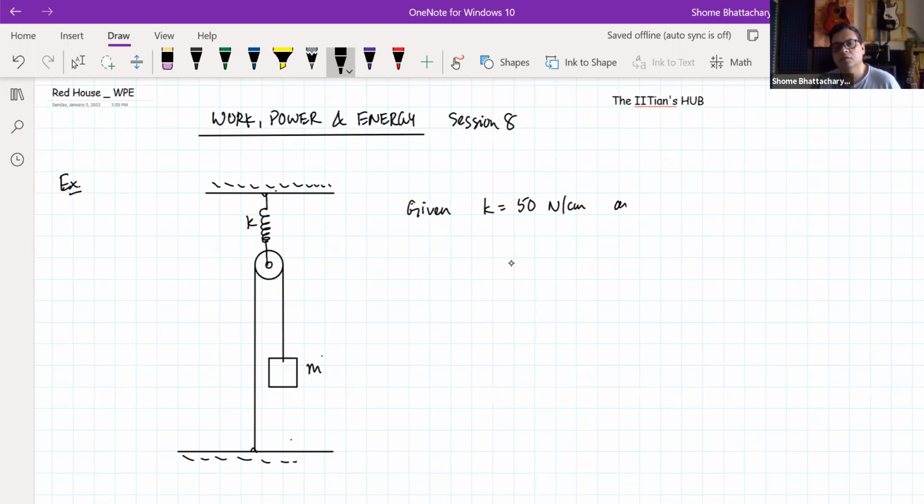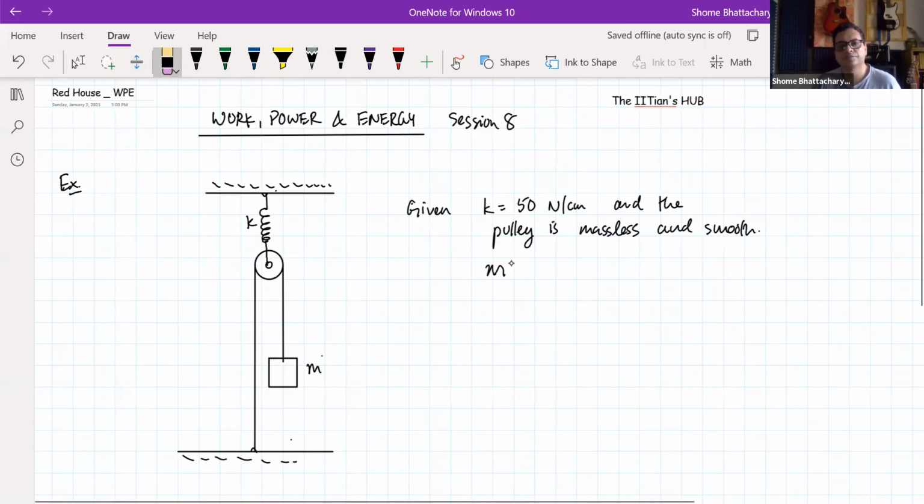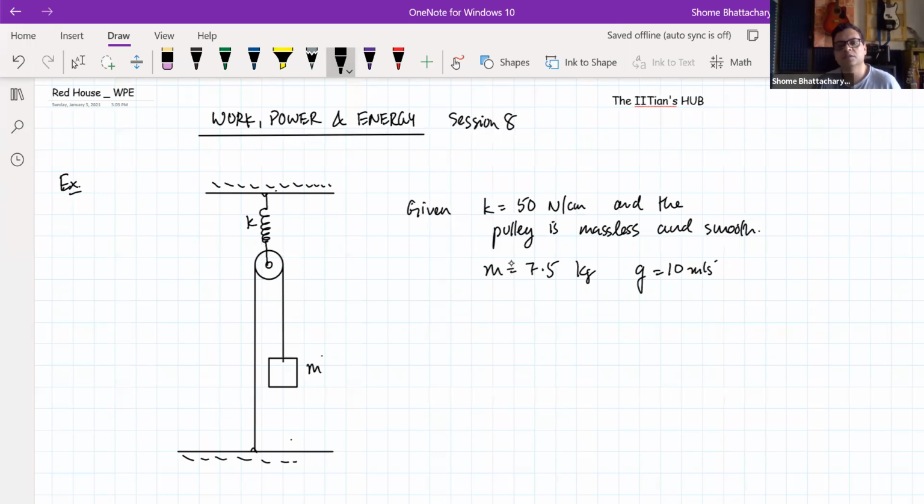and the pulley is of course massless, and smooth, of course, that too. The mass of the block is, let us say, 7.5 kilograms, and g is 10 meters per second square. Okay, so now initially the block is held in such a position that the spring is at the natural length, or the spring is in relaxed state, but the thread is just about taut, and is released from rest from that position.